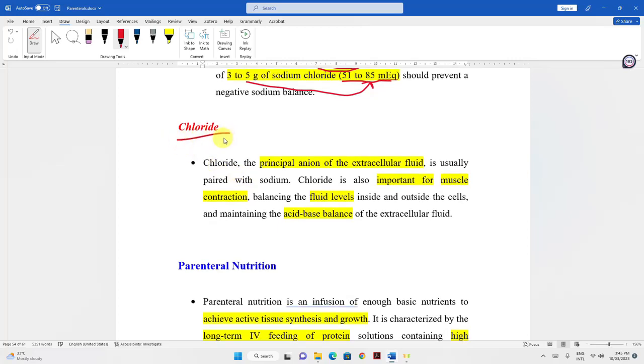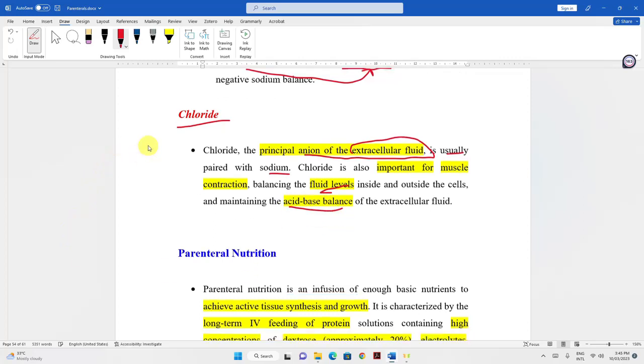Chloride, the anion, is the principal extracellular anion, so it's with sodium. That's why usually it's paired with sodium; it's extracellular. Again, it's important to maintain fluids and acid-base balance of the extracellular fluid.